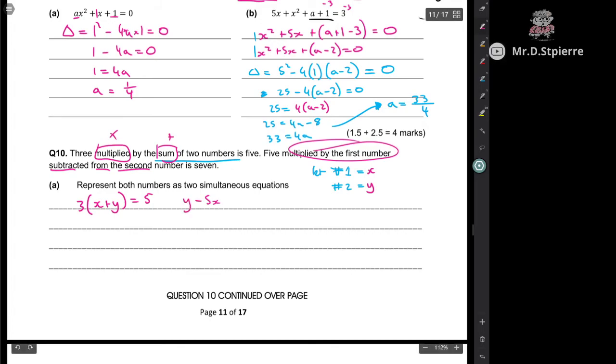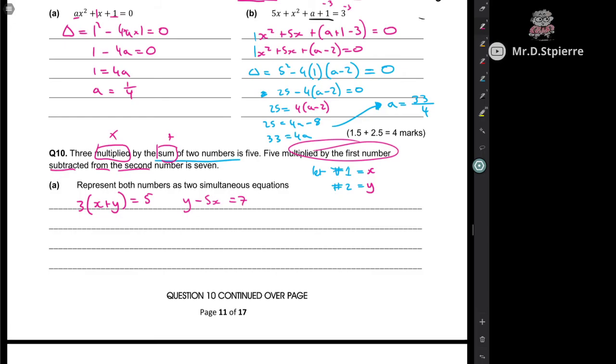So we actually have to do y minus 5x is equal to 7. If you read that sentence again, it hopefully makes a little bit more sense now. 5 multiplied by the first number, which is 5x, is subtracted from the second number. So we're taking 5x away from y, and that gives us 7.